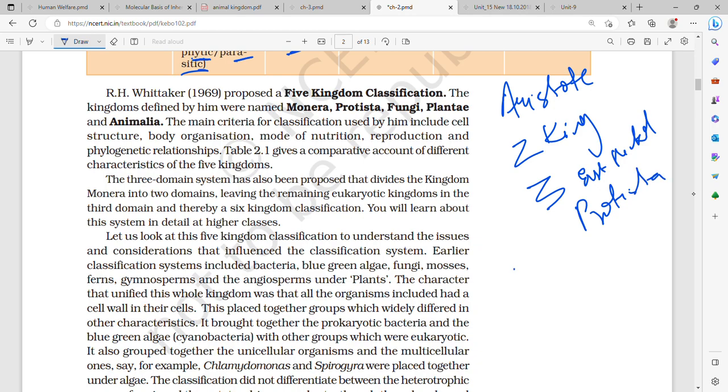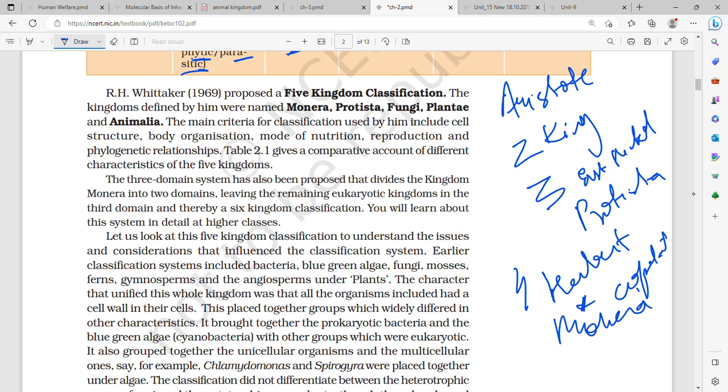Then came the four kingdom classification, given by Herbert F. Copeland. What did he do? He added Monera. And then lastly came your five kingdom classification, which was given by R.H. Whittaker in 1969. The kingdoms were Monera, Protista, Fungi, Plantae, and Animalia. The main criteria for classification used by him included cell structure, body organization, mode of nutrition, reproduction, and phylogenetic relationships.